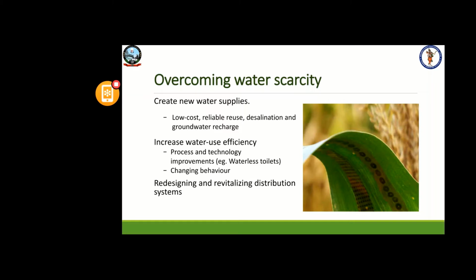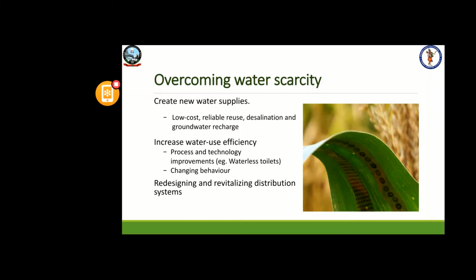We need increased water use efficiency, maybe by changing the process and technology. In many places we do not have water even for toilets and bathrooms, so you can go for waterless toilets to overcome the problem of water scarcity. And change your behavior, don't waste water. That can reduce the consumption of water.